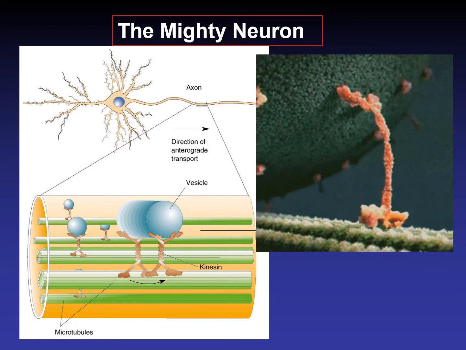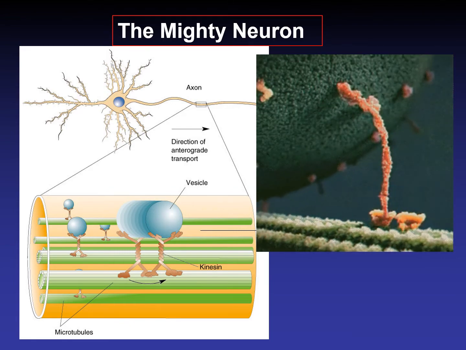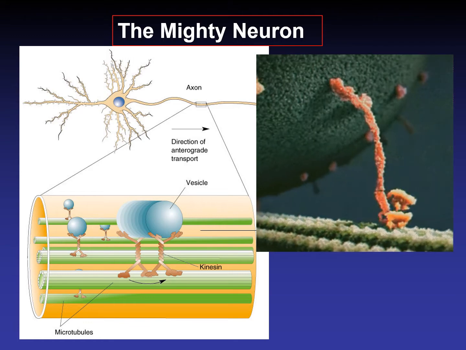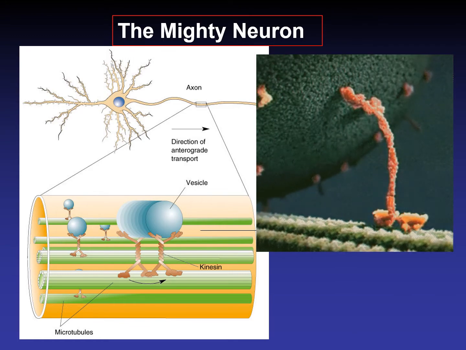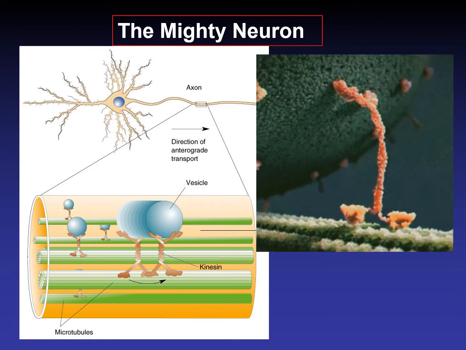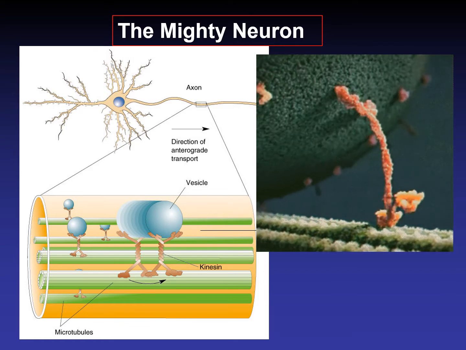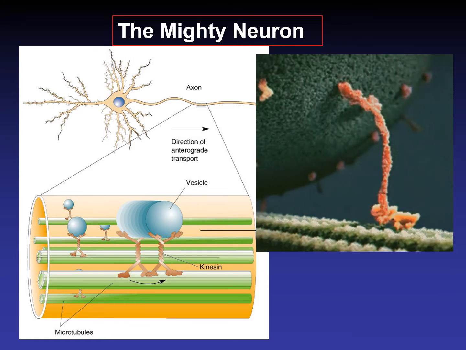Now, one of the first places that this happens in the brain is in the hippocampus, and the hippocampus is a brain region particularly important for memory. So it's no surprise then that Alzheimer's disease involves deficits in memory.